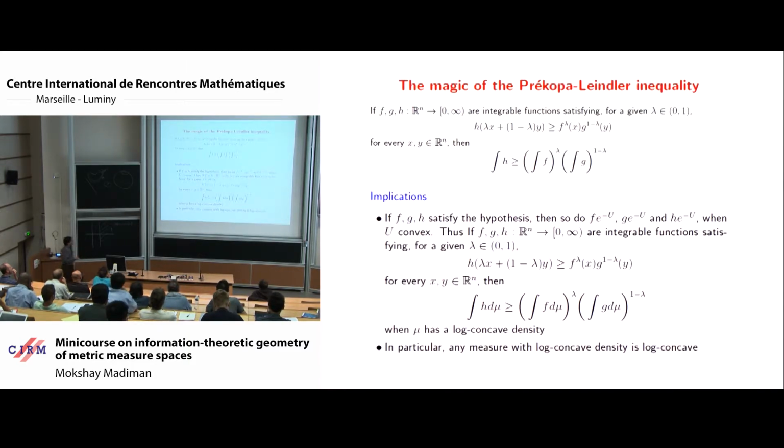The Prékopa-Leindler inequality, once you have it in hand, is extremely useful. So here is one very quick implication. If f, g, and h satisfy the hypothesis of the Prékopa-Leindler inequality, and u is a convex function, then f e to the minus u, g e to the minus u, and h e to the minus u also satisfy the hypothesis. Because if you just plug in h e to the minus u, just by convexity of u, that extra term, you're just multiplying two inequalities to verify this.